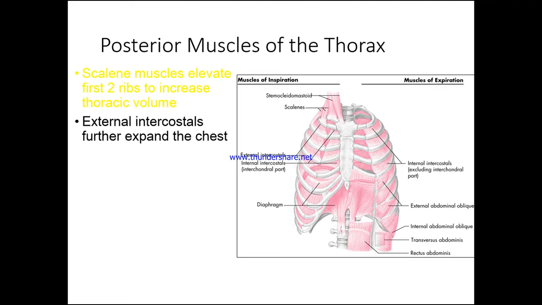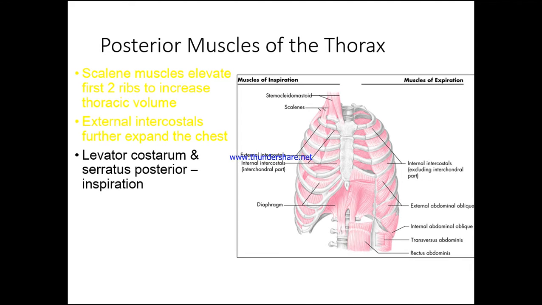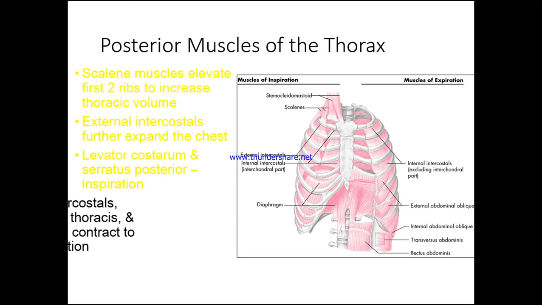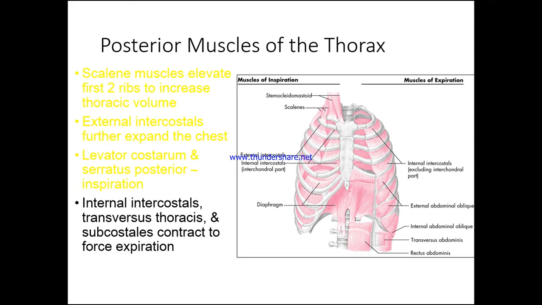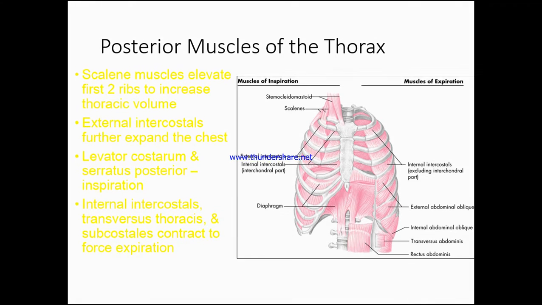The external intercostals further expand the chest. The levator costarum and serratus posterior play a role in inspiration. The internal intercostals, transversus thoracis and subcostalis contract to force expiration.